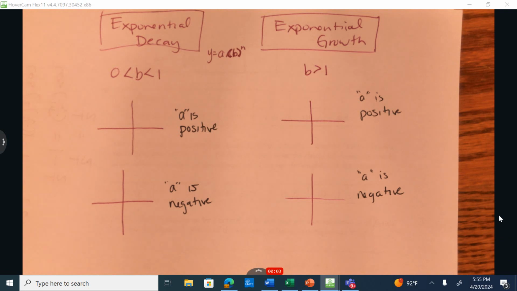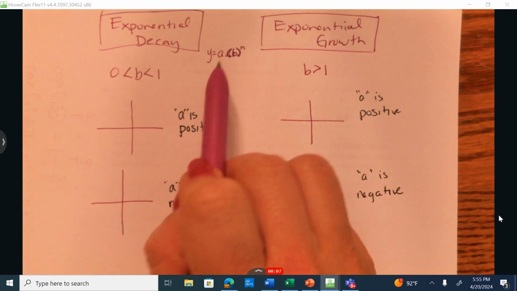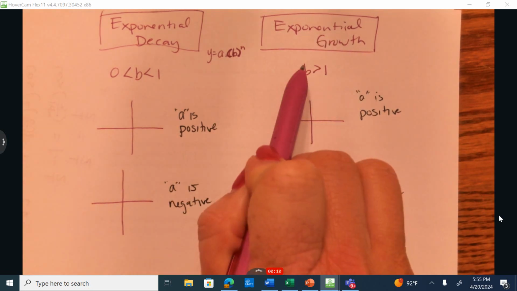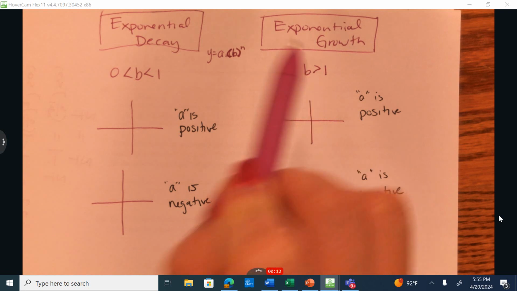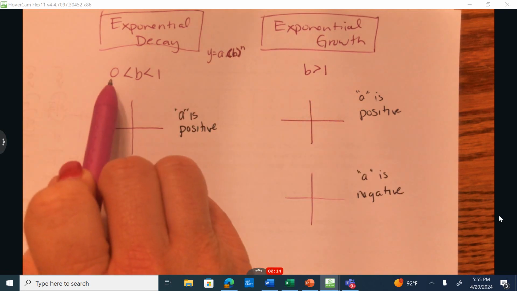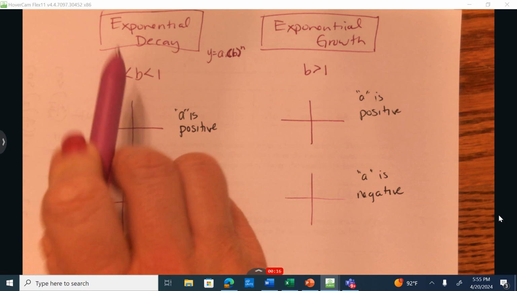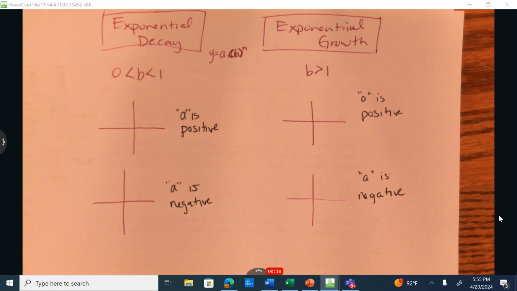Let's look at these exponential functions and let's first review. So with exponential growth, the b value, the rate, is greater than 1. When the b value is between 0 and 1, we consider it exponential decay. What does this look like?